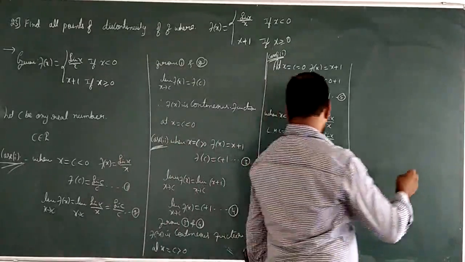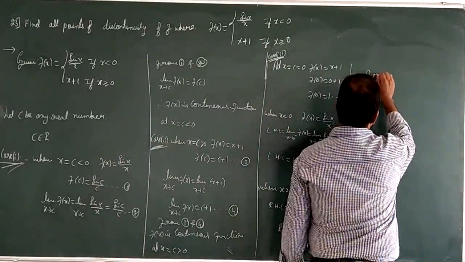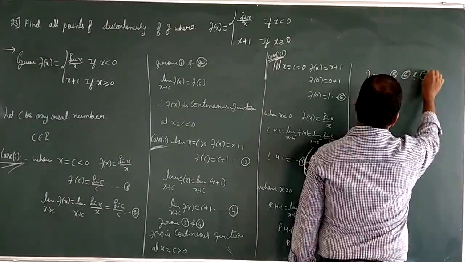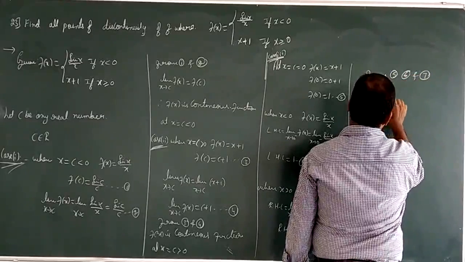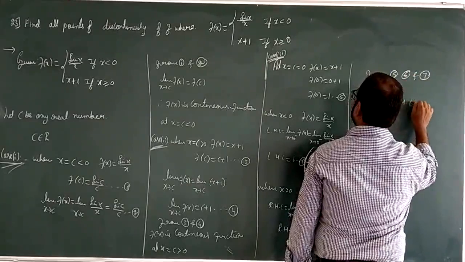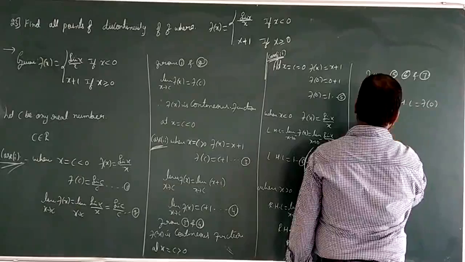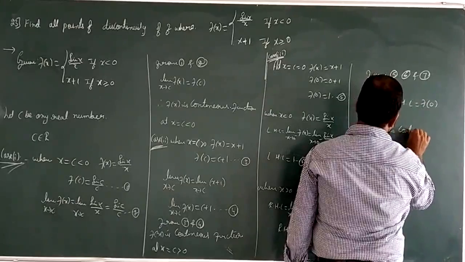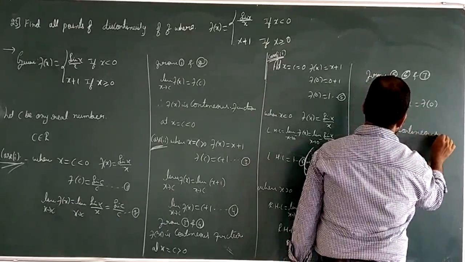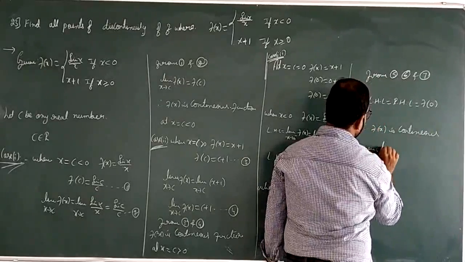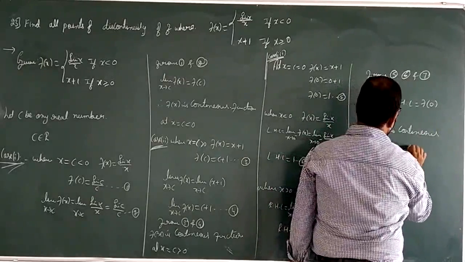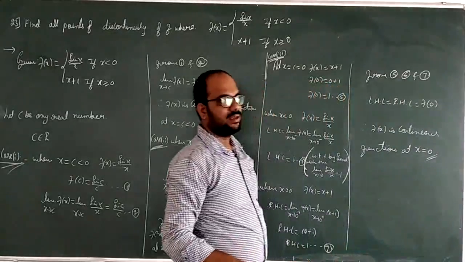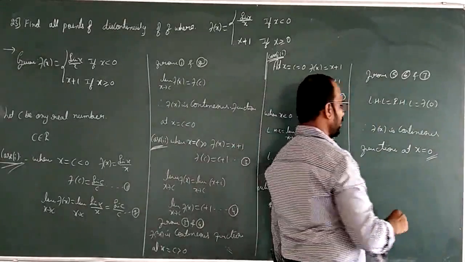From equations 5, 6 and 7, LHL is equal to RHL is equal to f of 0. Therefore, f of x is a continuous function at x is equal to 0. Okay, write down: therefore, f of x is continuous.